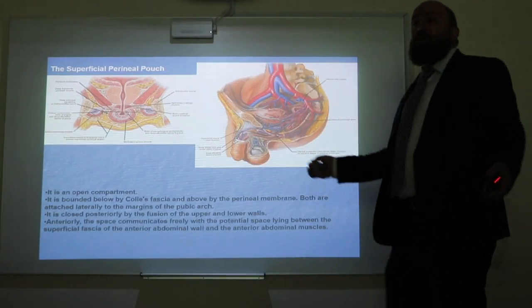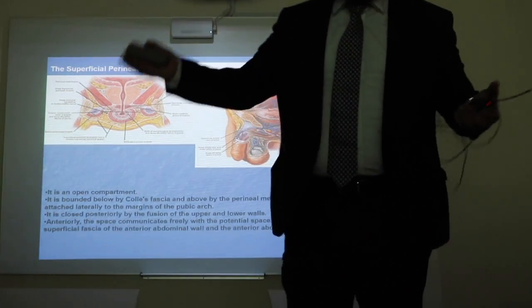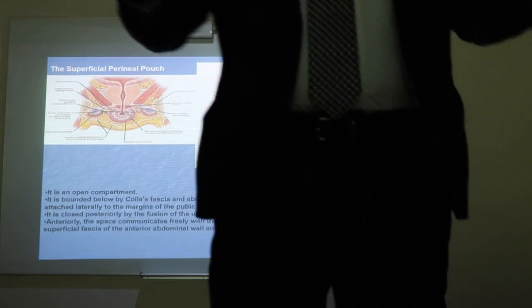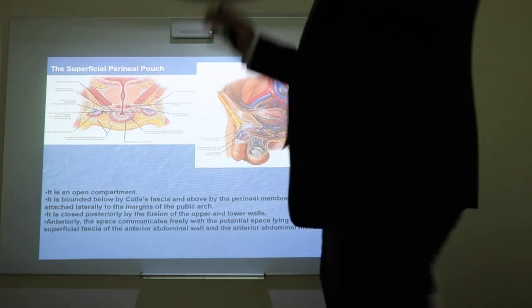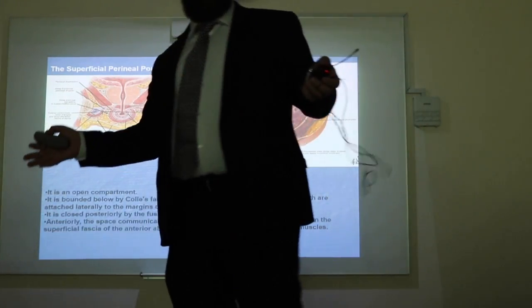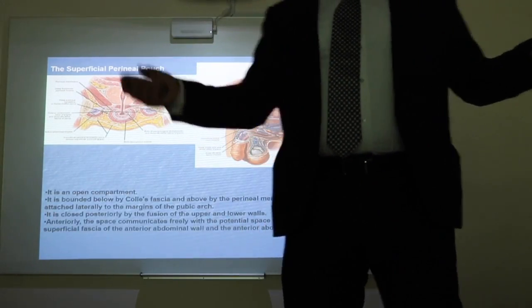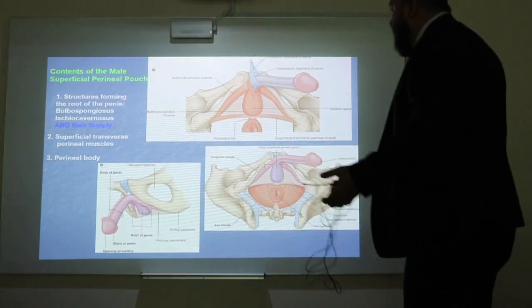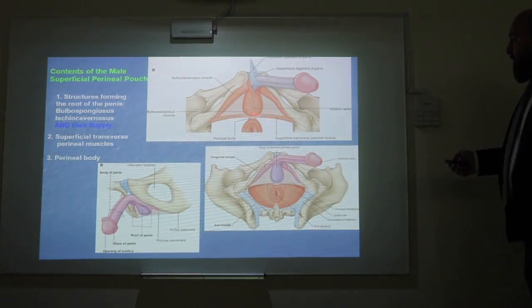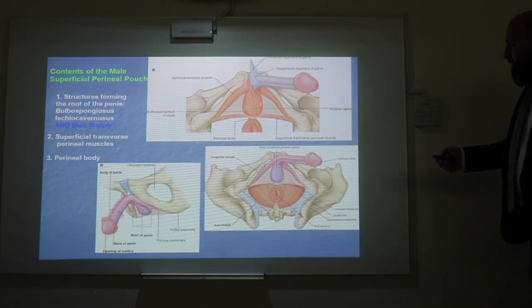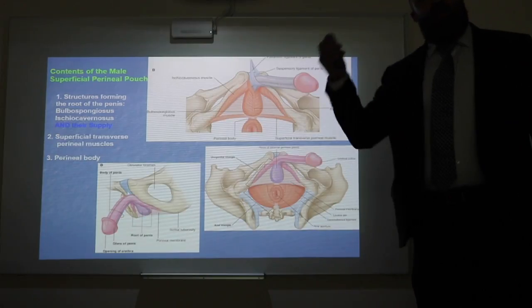Now, what are the contents of the superficial perineal pouch? And this is the last segment of the lecture. What are the contents of the external genitalia? So in males, you're going to have the bulb and the roots, the bulb and crura of the penis and the clitoris, right?